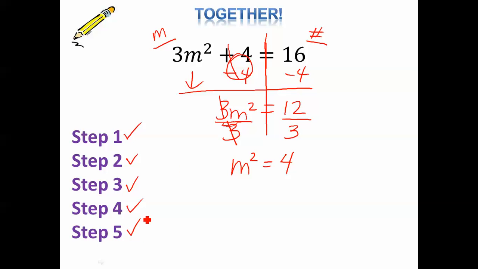Step 5 is to use the square root to undo our m squared. So we take the square root of both sides. M squared, take the square root of that, we get m. Square root of 4 is 2. So our solution is m equals 2.